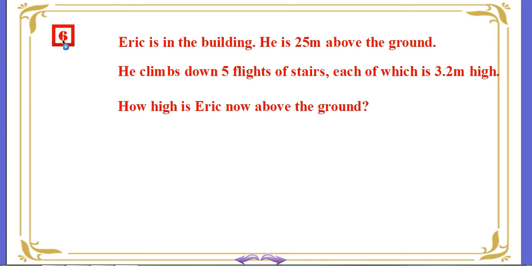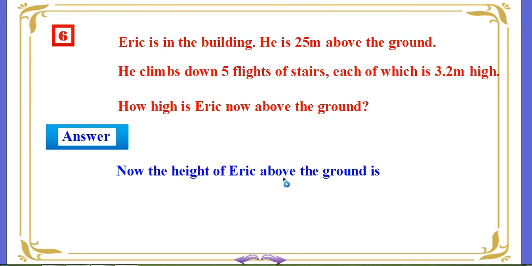To solve the exercise, we calculate the height of 5 floors. Then we take 25, the original height of Eric above the ground, minus the height of 5 floors to get the result. Now the height above the ground is 25 minus 5 times 3.2 equals 25 minus 16 equals 9 meters.